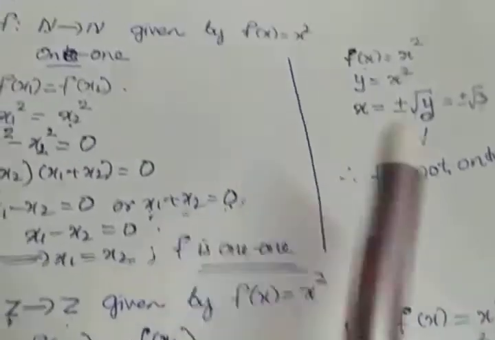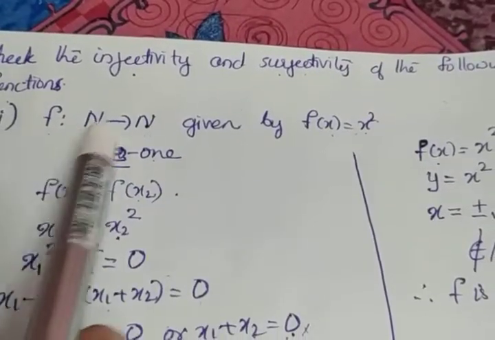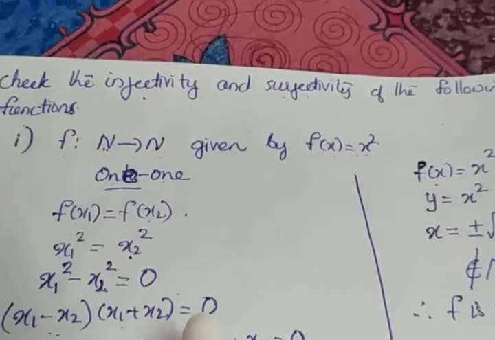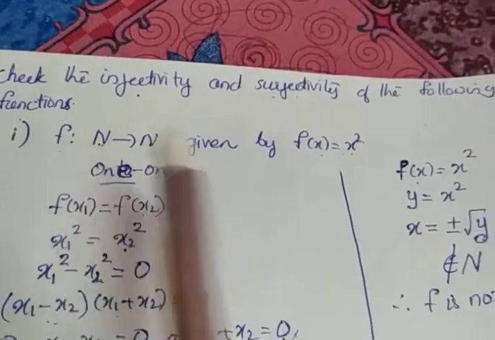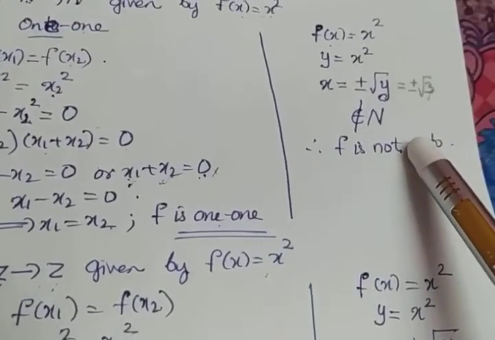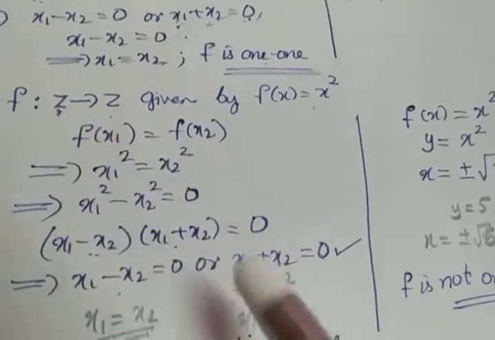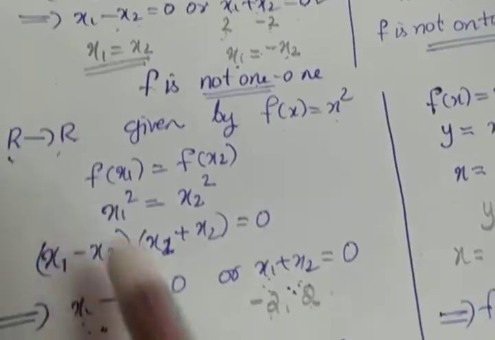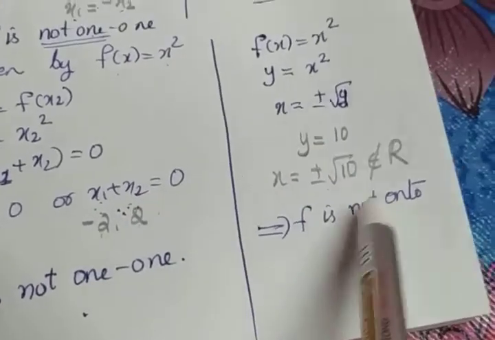So as the function definition differs, surjectivity and injectivity change. When it is from N to N, it was 1, 1 but not onto. When it is from Z to Z, it is not 1, 1 and not onto. When it is from R to R also, it is not 1, 1 and not onto.